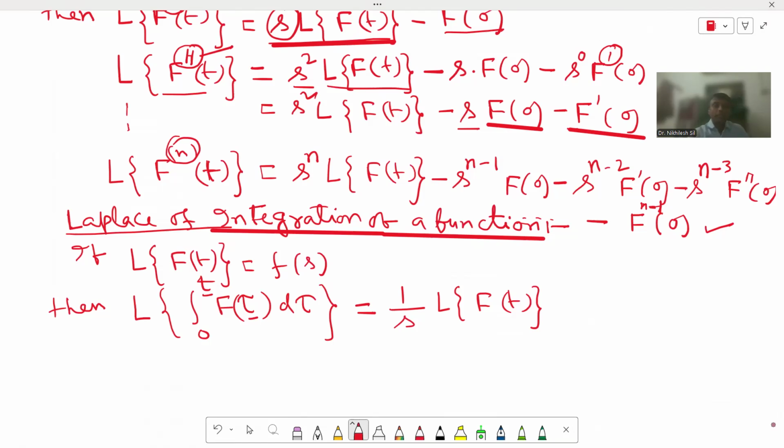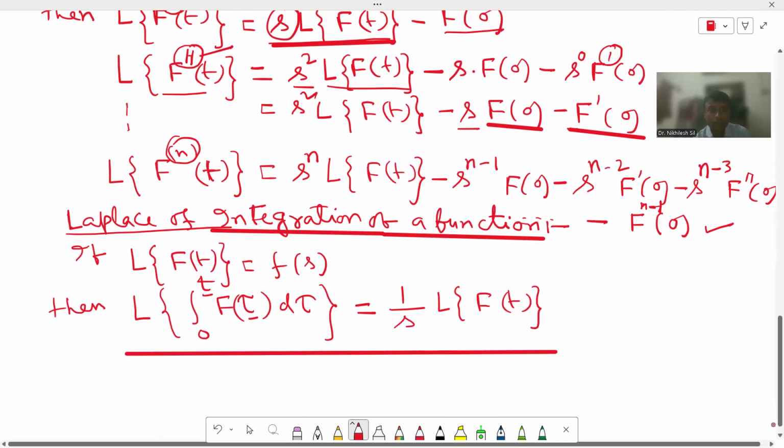So if we are finding the Laplace transformation of the derivative, L of f(t) will be multiplied by s. If we are finding the Laplace transformation of the integration, then L of f(t) will be divided by s. In this way, remember, then it will be very easy to remember the formula. Okay, clear?